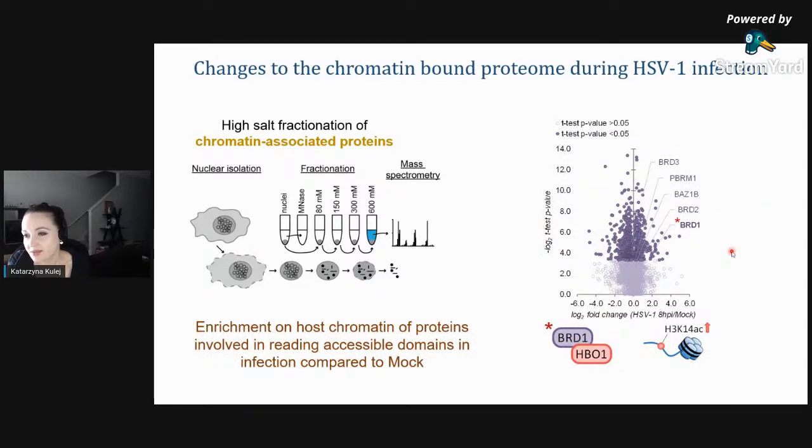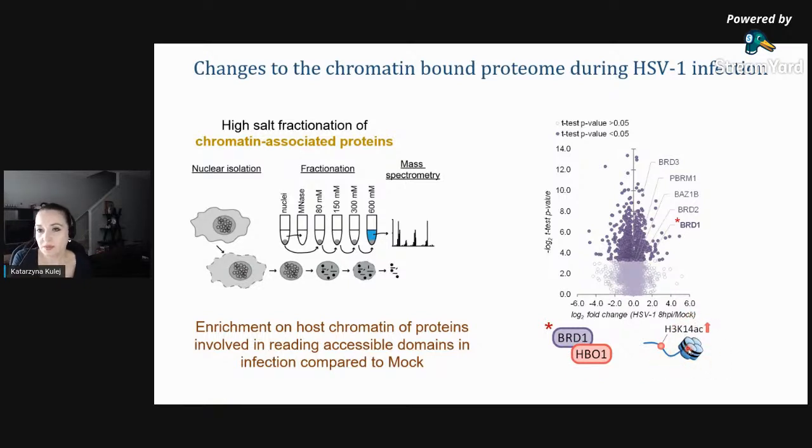What I wanted to highlight here is that we noticed that in infected cells compared to mock, we have a higher retention of the proteins which bind to acetylated histones, like bromodomain-type proteins, especially BRD1, which was enriched nearly fourfold in infected cells compared to mock on the host chromatin. BRD1 is known to be within a complex with HBO1, KAT7, a histone acetyltransferase. And this acetyltransferase increases the acetylation on the histones.